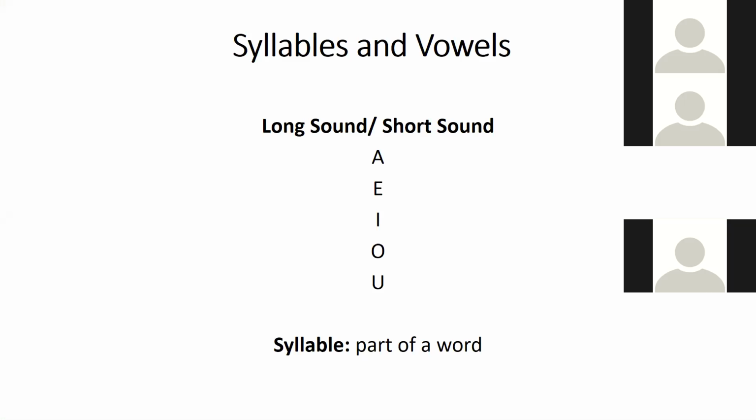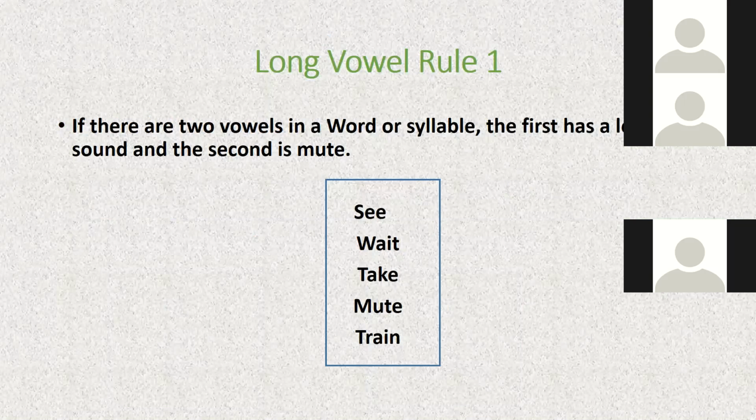Because the long sounds, we said that they are A, E, I, O, U, right? What about them? Well, there are two rules for that. The first one says that when you have a word or syllable, and in this word or syllable you have two vowels, okay? The first vowel has the long sound and the second vowel is silent. So it doesn't have any sound.